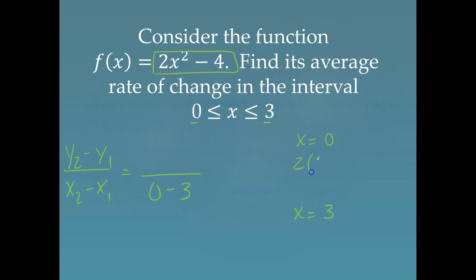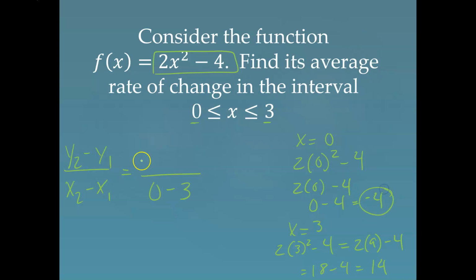So I'm going to say 2 times 0 squared minus 4. Well, 0 squared is 0, and 2 times 0 is 0. 0 minus 4 is -4. Now let's do 3. 2 times 3 squared minus 4. Well, 3 squared is 9, so I've got 2 times 9 minus 4. 2 times 9 is 18, minus 4, and that'll give me 14. So 0's pair is -4, and 3's pair is 14.